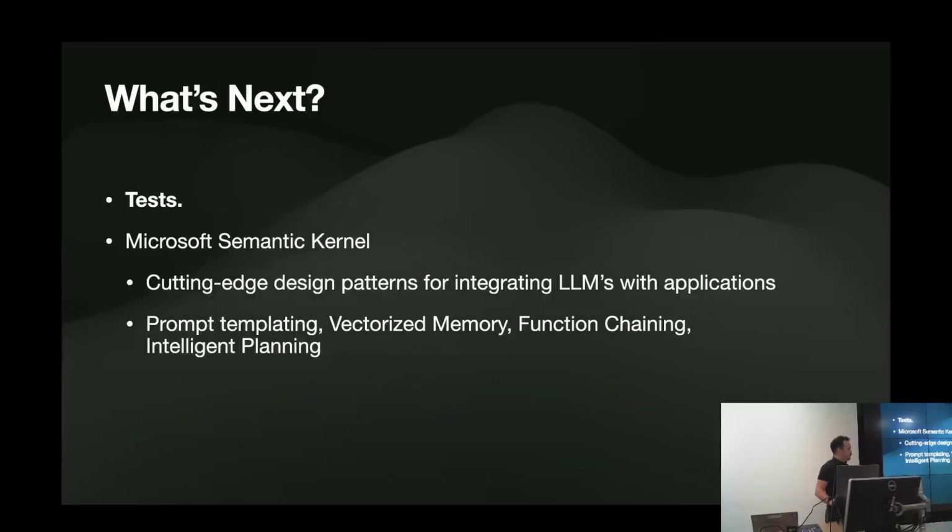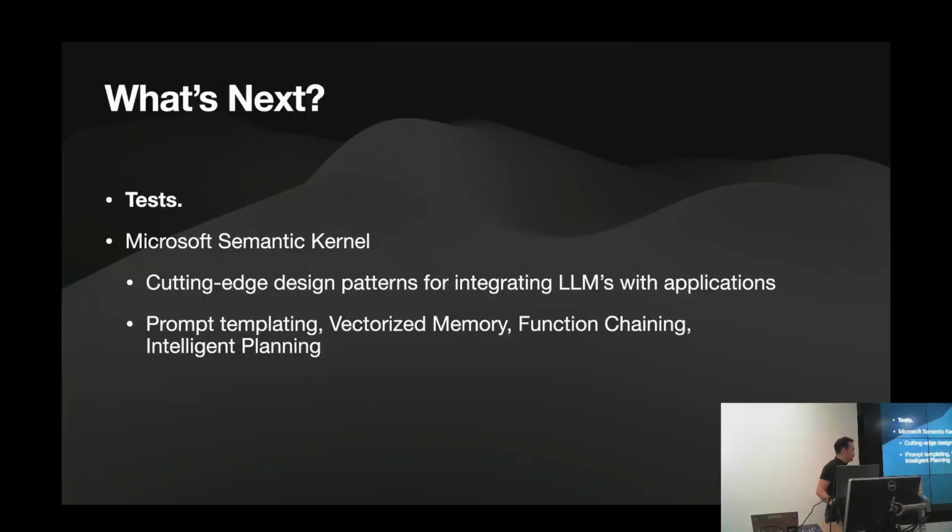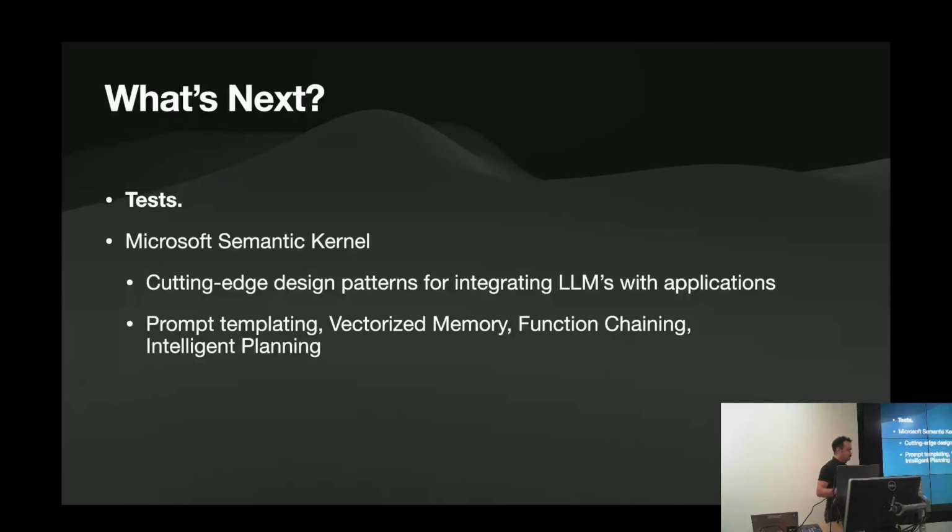So in large language model land as well, there's something that Microsoft has been working on called Microsoft Semantic Kernel. And this stuff seems really cool, and a lot of it goes over my head. But Semantic Kernel provides cutting-edge design patterns for integrating large language models with applications. So examples of that would be prompt templating, vectorized memory, function chaining, and intelligent planning. I think prompt templating is just providing standardized patterns to engineer your prompts. Instead of using string in place, you get nice standard patterns to do that.